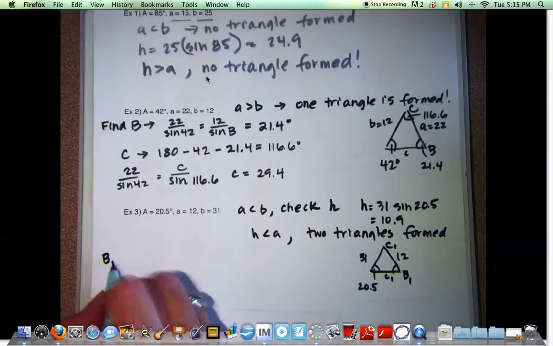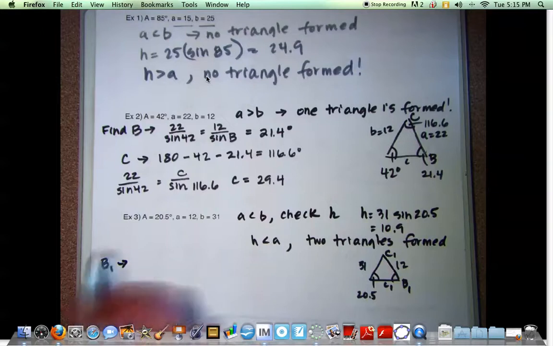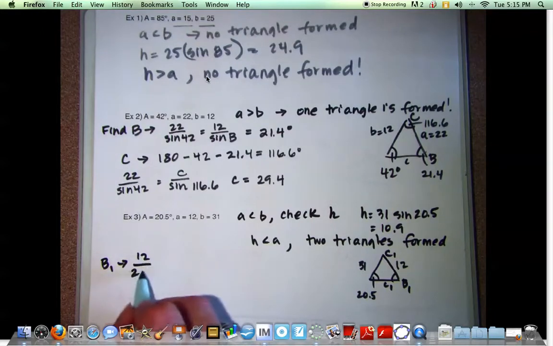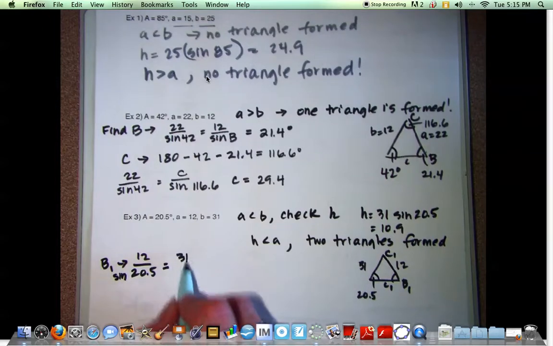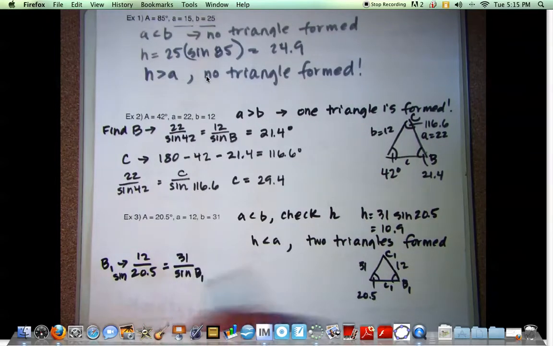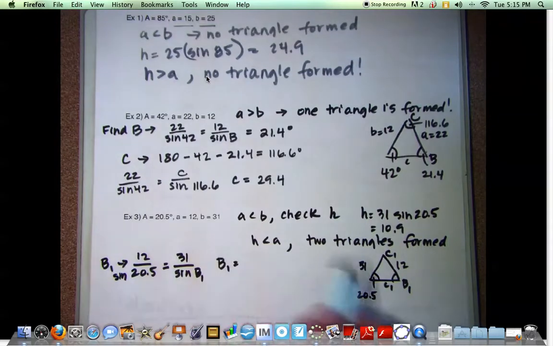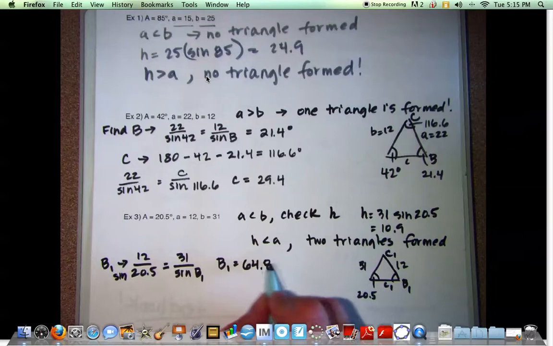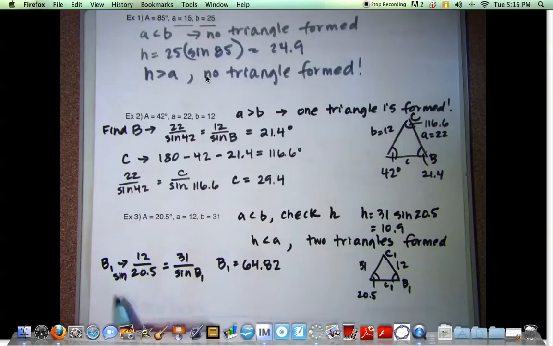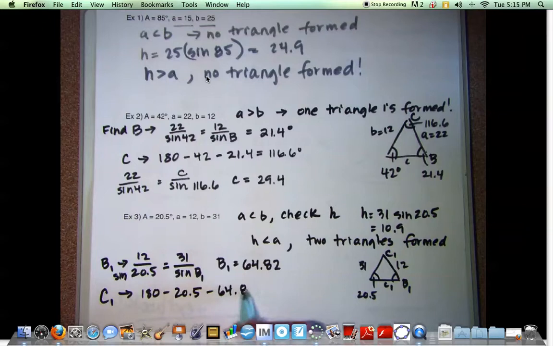So B1 is found by using law of sines. 12 over sine of 20.5 equals 31 over sine of B1. Doing our computation, we find that B1 equals 64.82. We can then find angle C easily: 180 minus 20.5 minus 64.82 gives us 94.7.